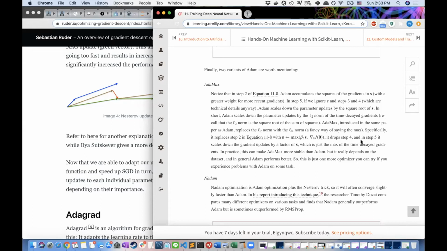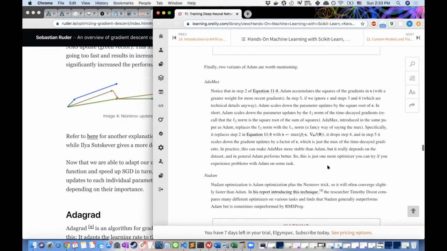It drops steps 4 and 5, and it scales down the gradient updates by a factor of s, which is just the max of the time-decayed gradients. In practice, this can make AdaMax more stable than Adam, but it really depends on the dataset. In general, Adam performs better, so this is just one more optimizer you can try if you experience problems with Adam on some task. So that's the equation, and I think he just explained a little bit, and we probably need to read the paper to understand more about how AdaMax works.